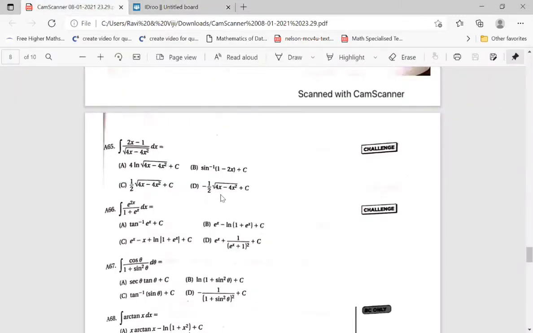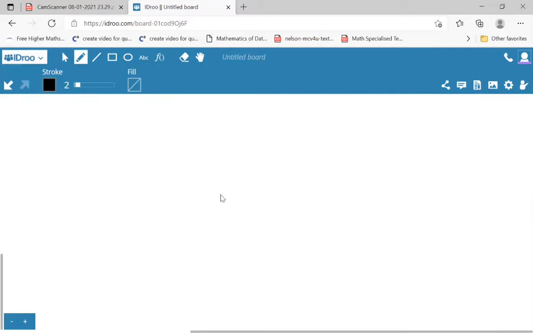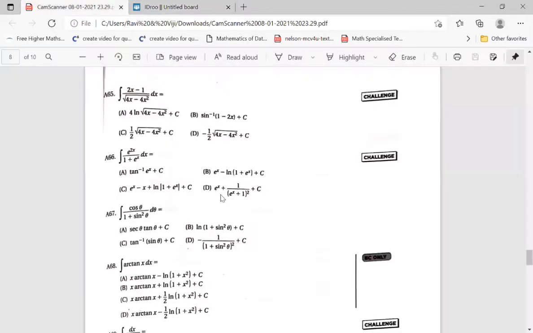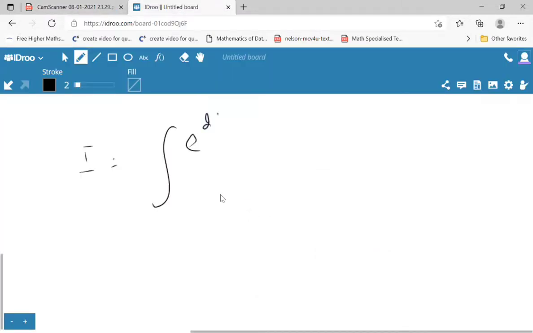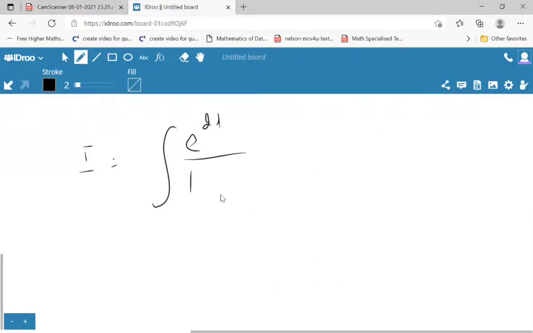All right. Next, 66th one. Integration of e to the power of 2x by 1 plus e to the power of x. Let I be equal to integration of e to the power of 2x divided by 1 plus e to the power of x dx.